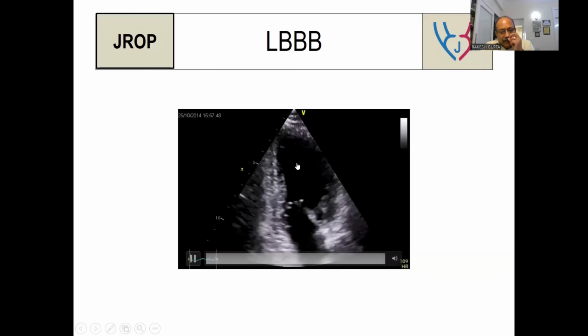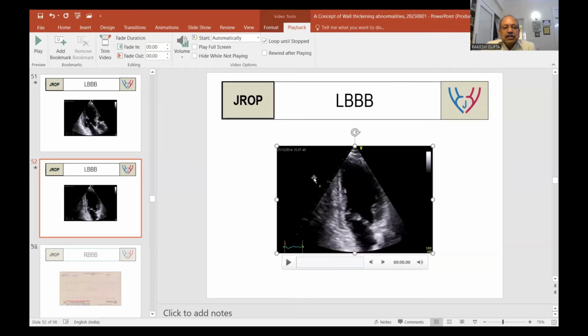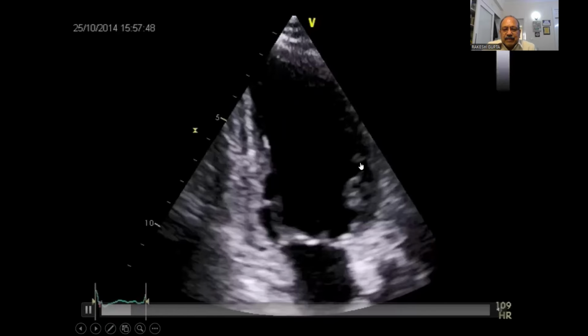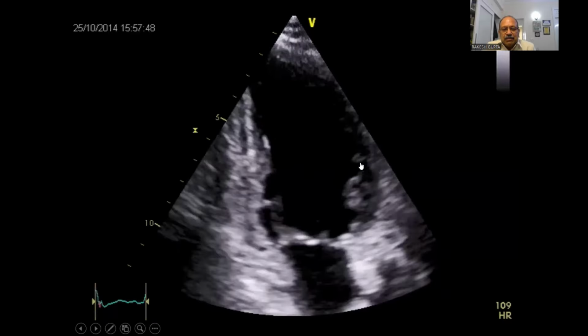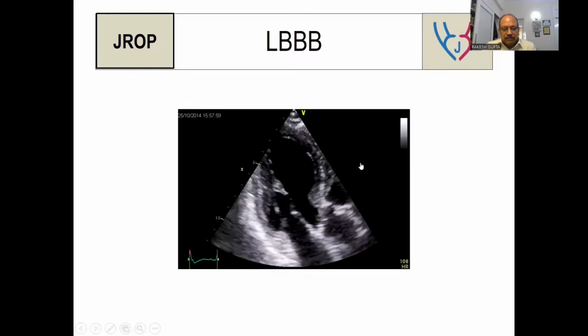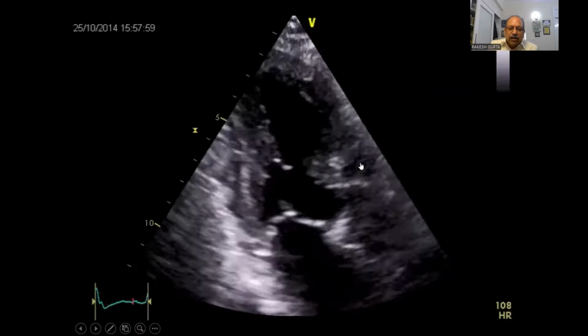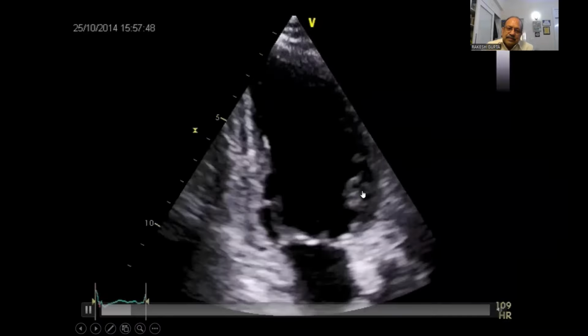LBBB will affect what? The septum. And if you happen to see the anterior wall contracting normally, it means that the patient does not have any significant coronary disease. Look at the same patient. Now this anterior wall is contracting very well, and that means the patient does not have any significant coronary disease. If we have acute anterior wall MI along with LBBB, obviously this anterior wall will get affected.